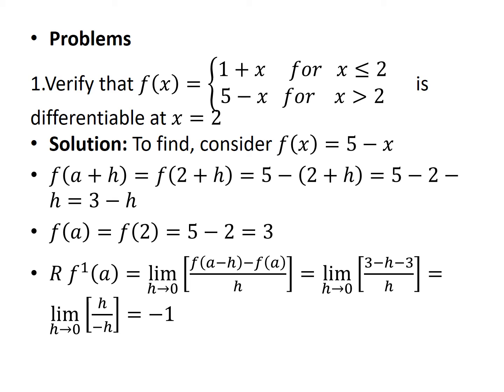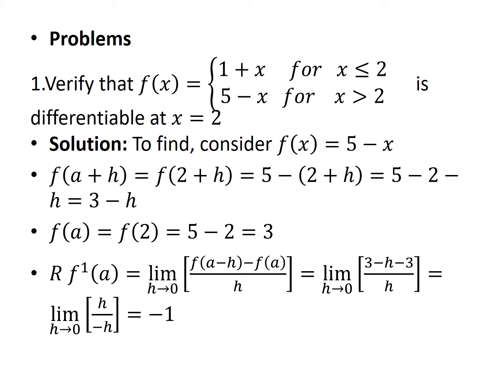So f of a plus h is equal to f of 2 plus h, and f of 2 plus h is 5 minus (2 plus h). So 5 minus 2 minus h, which is equal to 3 minus h. So f of a is equal to f of 2, which is equal to 5 minus 2, equal to 3.